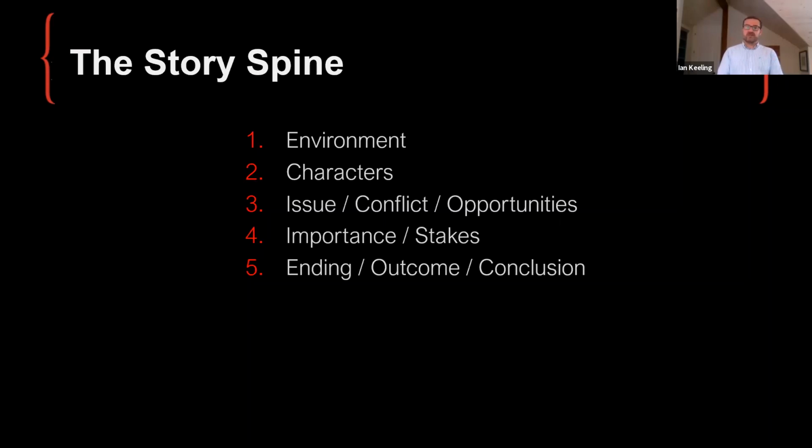First is environment. Second is characters. Third is the issue, the conflict, or let's say if you're in business, because let's face it, a pitch is just another story, it might be about the opportunity. Then we have the importance or stakes of those issues, the conflict, the opportunities. Why do they matter? And then finally, an ending or an outcome or a conclusion. Now let's look at those in a little bit more detail.